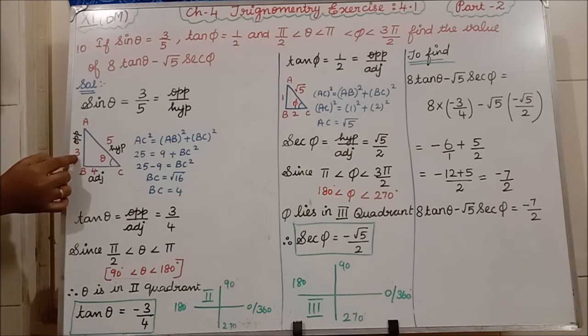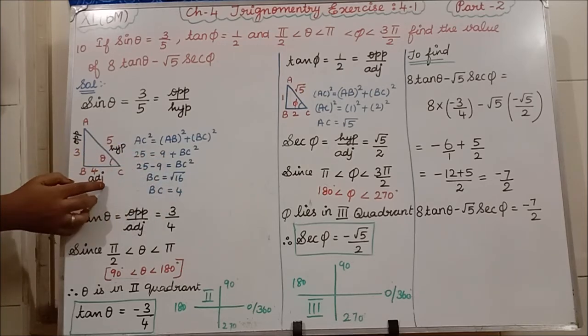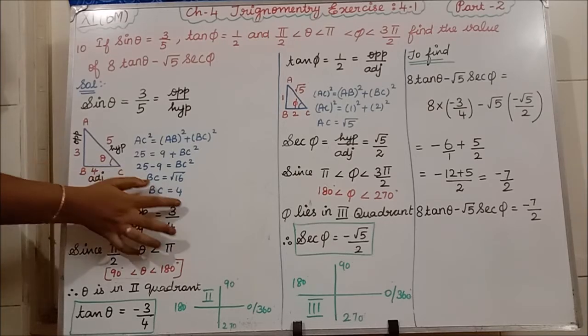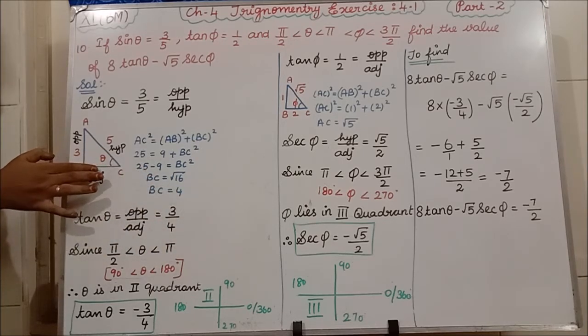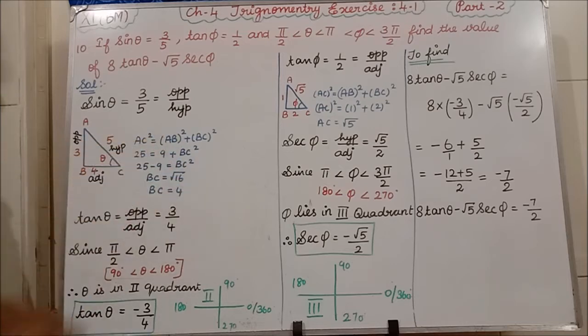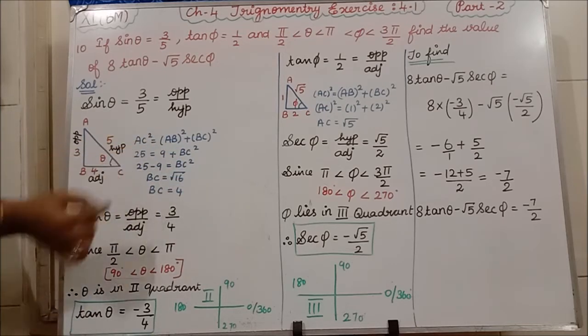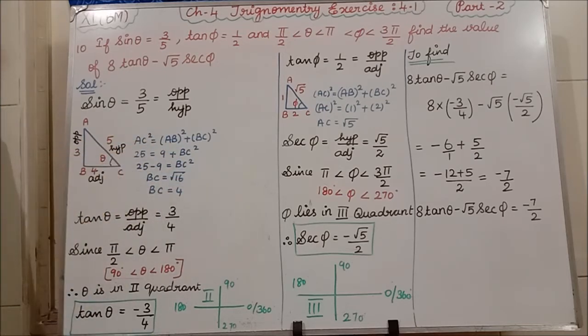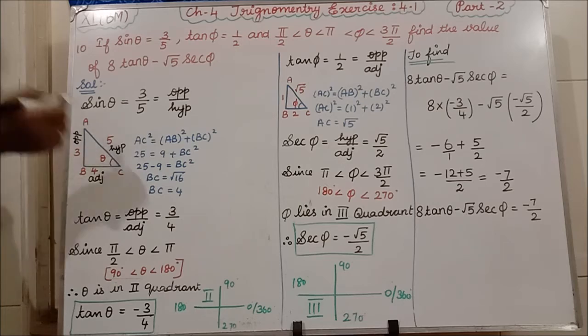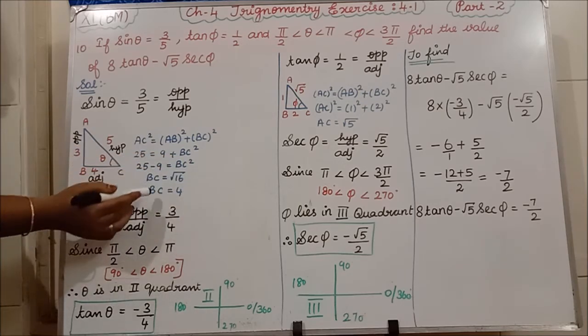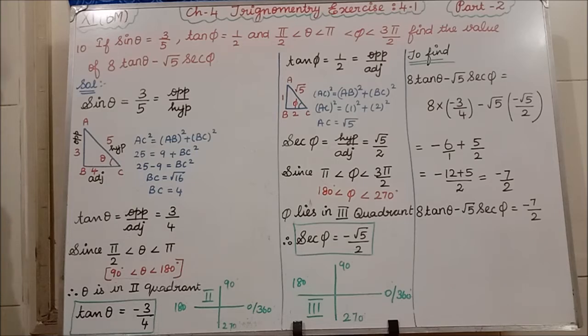AB value is 3. 3 if you square we will get 9. BC, we don't know. Now I have written 4 after finding it only. Till now we don't know what BC is. So write BC squared itself. If this 9 comes to this side, 25 minus 9, the answer is 16. BC equal to square root of 16. If you take it, BC equal to 4.